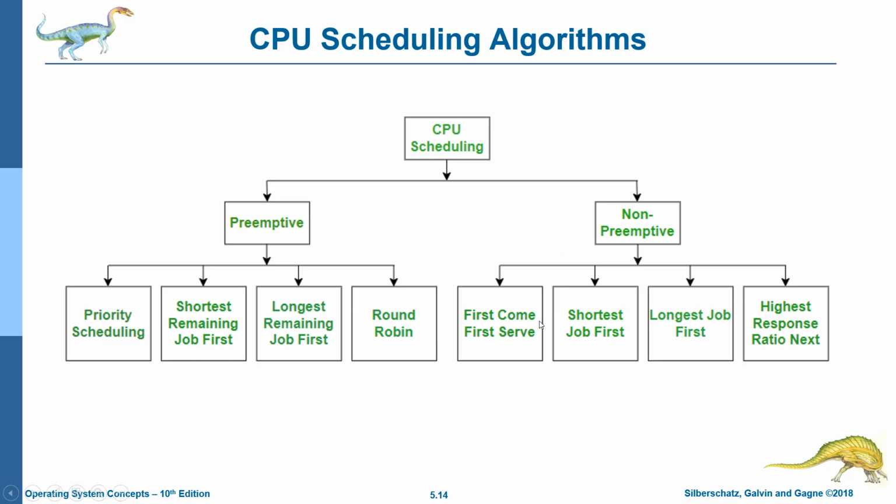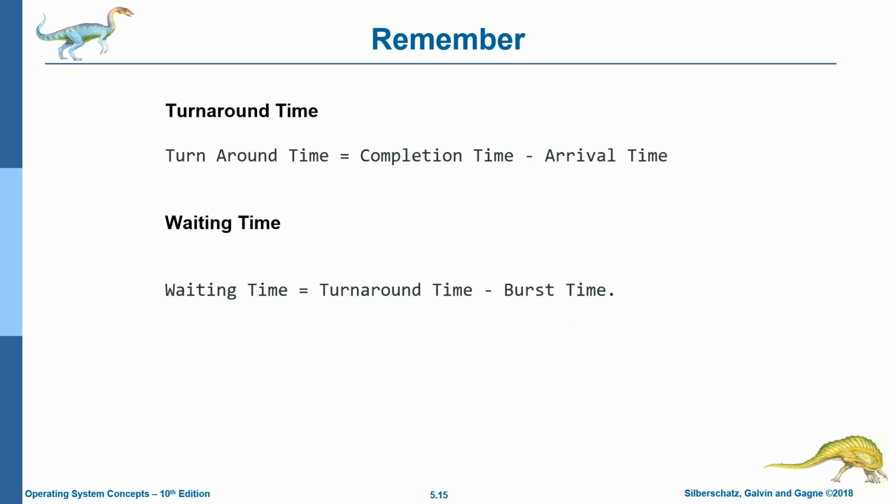But non-preemptive scheduling includes first come first serve, shortest job first, longest job first, and highest response ratio first. So before moving towards FCFS, first come first serve, and shortest job first, we should remember how we can calculate the turnaround time and the waiting time.